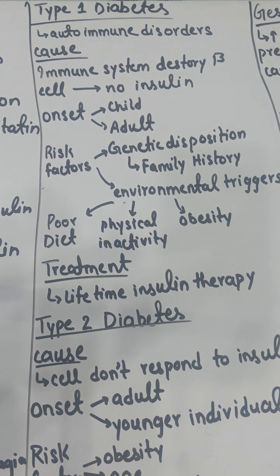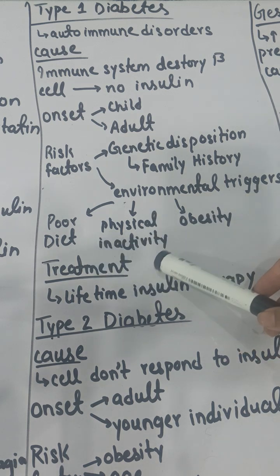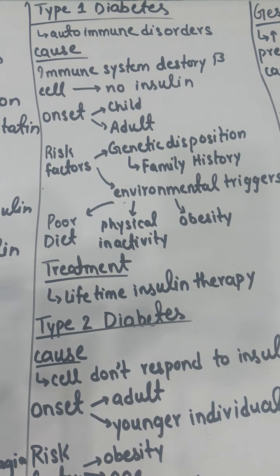So a family history really matters, because the genes can also transmit it and cause diabetes, whether in childhood or in adulthood. There are also some environmental triggers like poor diet, physical inactivity, no exercise, no healthy lifestyle, and obesity. They are really the main factors causing diabetes. Treatment: this patient will need lifetime insulin therapy.